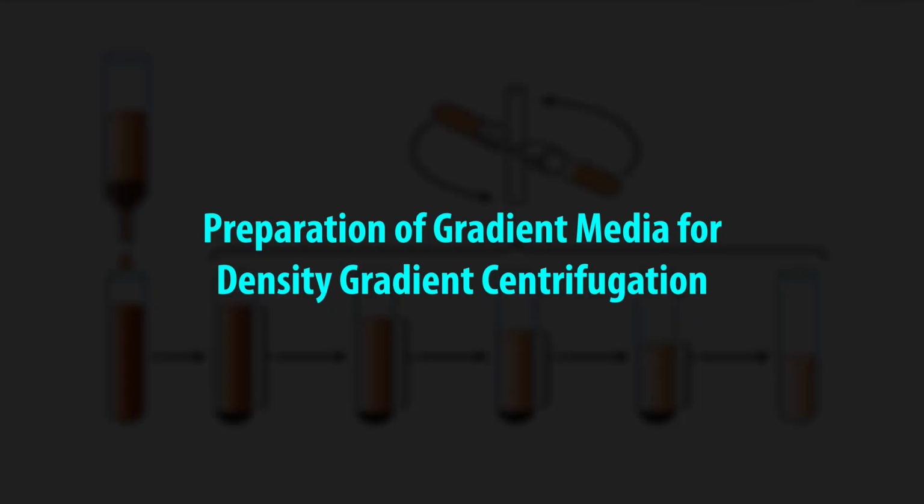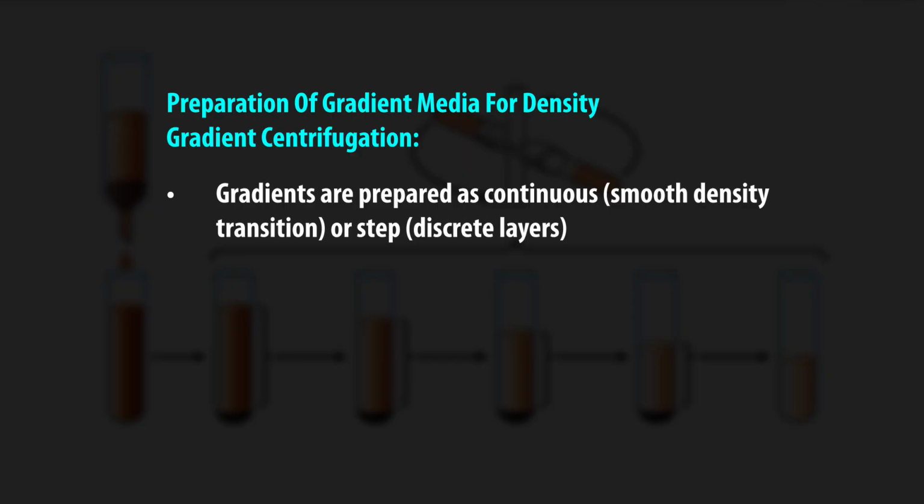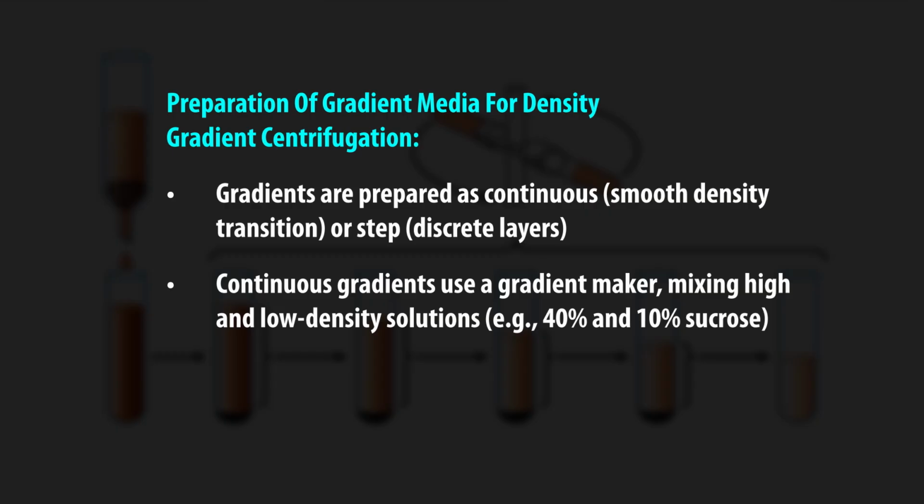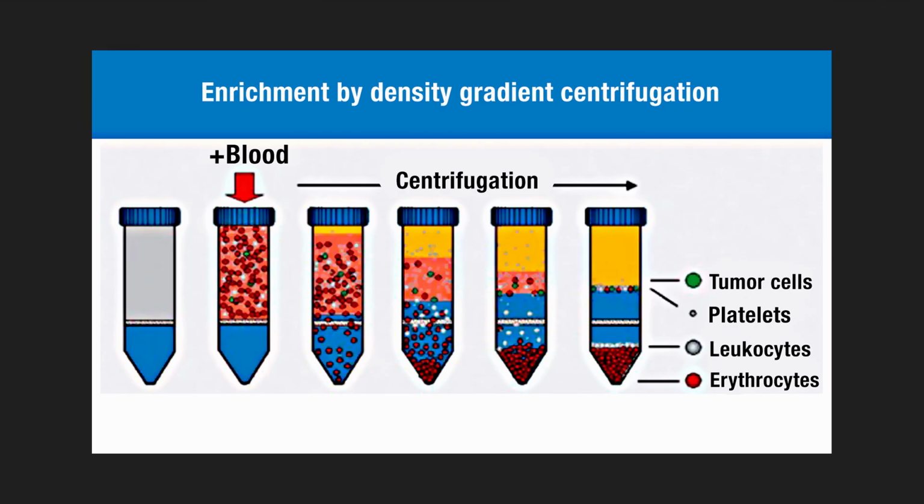Preparation of gradient media for density gradient centrifugation. Gradients are prepared as continuous, smooth density transition, or step discrete layers. Continuous gradients use a gradient maker mixing high and low density solutions. For example, 40% and 10% sucrose. Step gradients are layered manually, for example, 20%, 30% or 40% sucrose. Self-generating gradients form during centrifugation with Percoll.